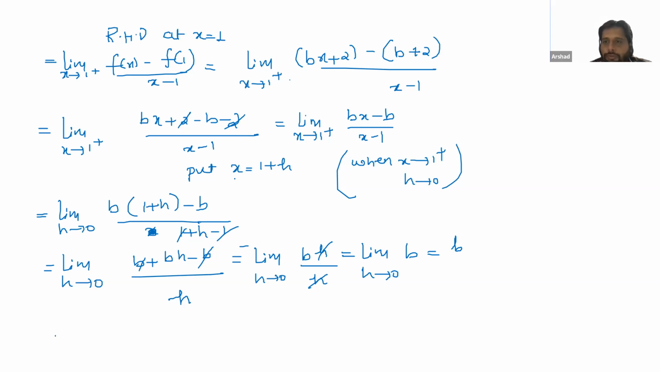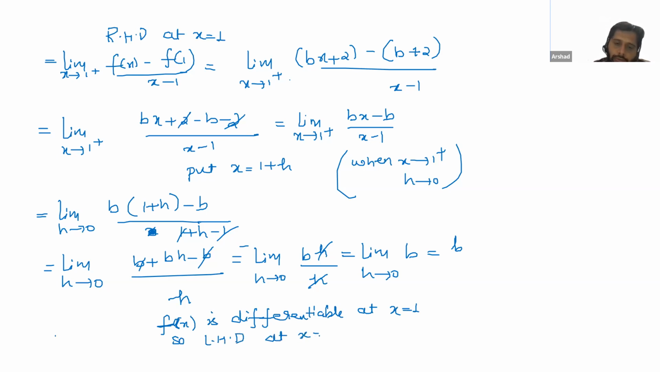Okay, we have used the concept of differentiability. We get the value of b. So f(x) is differentiable, it is given in the question. So we will use f(x) is differentiable at x is equal to 1. So LHT at x is equal to 1 is equal to RHT at x is equal to 1. Okay. So here you will get a 5. Here you will get b. b is equal to 5.